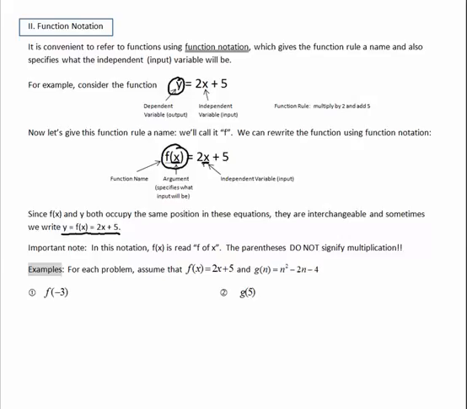Notice the vocabulary that I'm using here. In this notation, the f of x is read exactly that way, f of x. It's not f times x. And I know a lot of times in algebra we use parentheses to signify multiplication, but in this case the notation is not a multiplication. It's simply a function of an input variable.